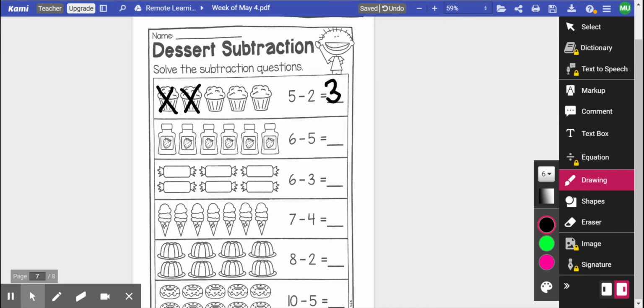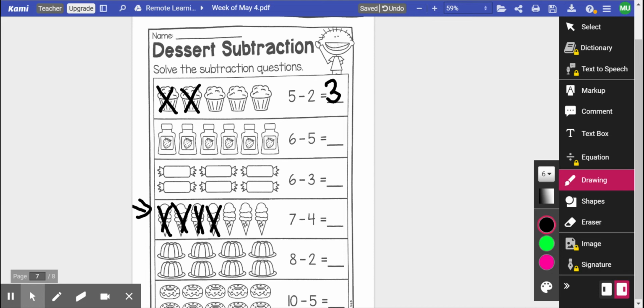Okay, I'll do one more with you. I'm going to jump down to the ice cream cones. Right here. Okay, 1, 2, 3, 4, 5, 6, 7. I see 7 ice cream cones, and check it out right there, 7 minus 4. So that means we are taking away 4 ice cream cones. So it's like if you had 7 ice cream cones and you gave 4 to your family members.